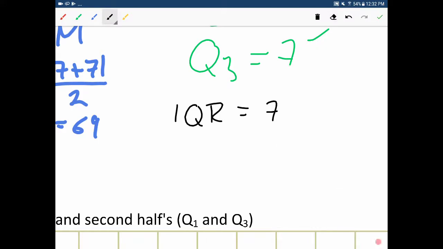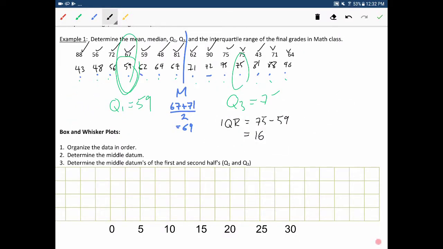Oh my goodness, I made that eraser so big. All right, let's try this again. Minus 59, and that gives us 16. All right, so the interquartile range is 16.